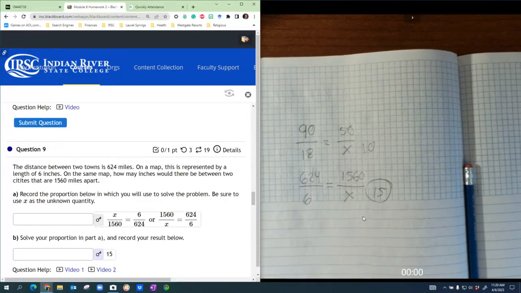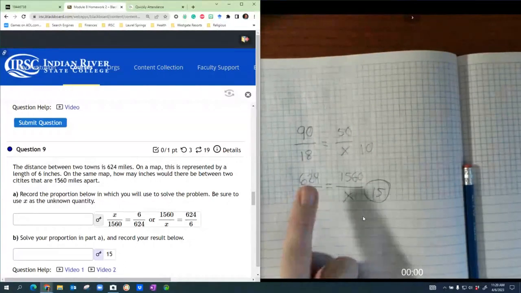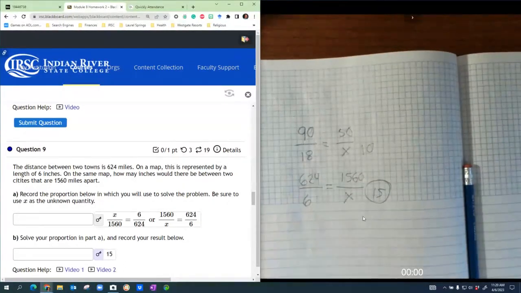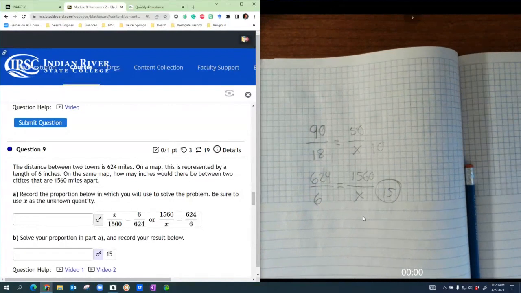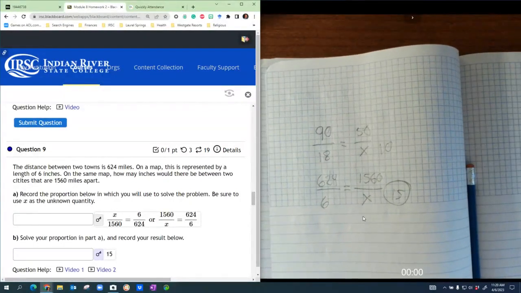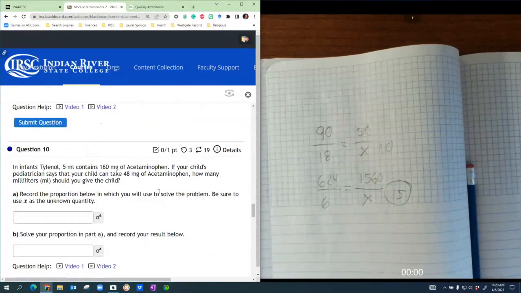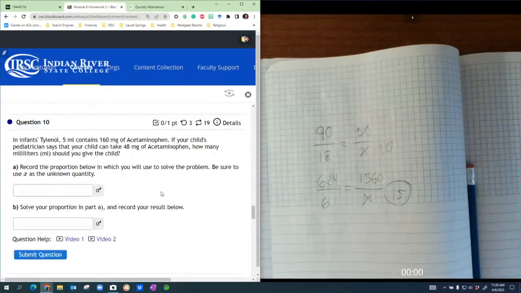So the reason why is because they're putting the inches over the miles. I like miles over the inches because I like to think of it as how many miles per inch for the scale model. So that's why my mind thinks like that. It doesn't matter which one you choose though, because the cross multiply and divide will give you the same answer.